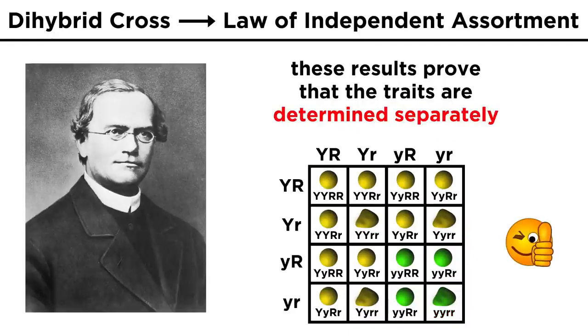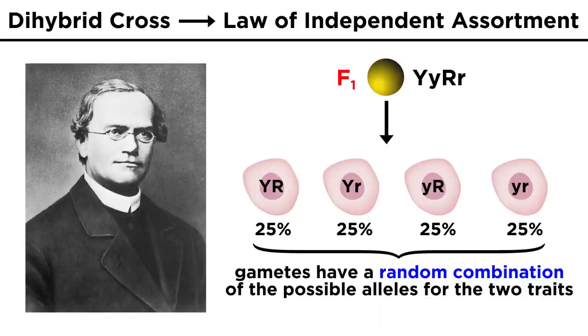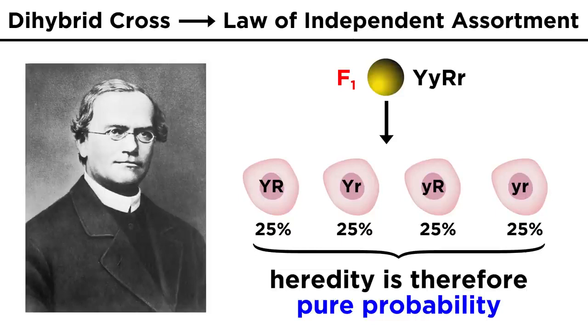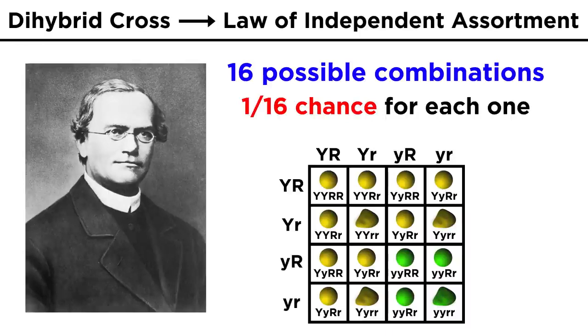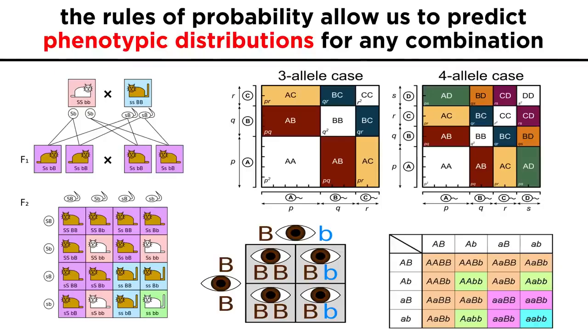These results are significant because they show that each trait is determined individually. Just because the F1 generation was heterozygous, it doesn't mean that the F2 will be. The alleles for each trait separate at random during gamete formation, thus demonstrating the law of independent assortment, and also demonstrating that the combination of alleles that occur in any given organism is determined entirely by probability. 16 possible combinations, 1 in 16 chance for each one, so roughly 1 in every 16 plants will exhibit a particular genotype. Because of this mathematical reliability, we can use the rules of probability to predict phenotypic distributions for more complicated combinations.